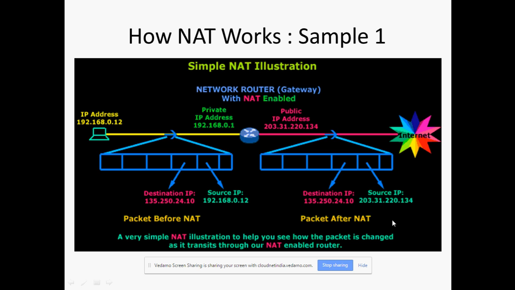Now when the packet is replied from the public internet to my router, my router again changes the IP address from 203.31.220.134 to the respective private address, that is 192.168.0.12.